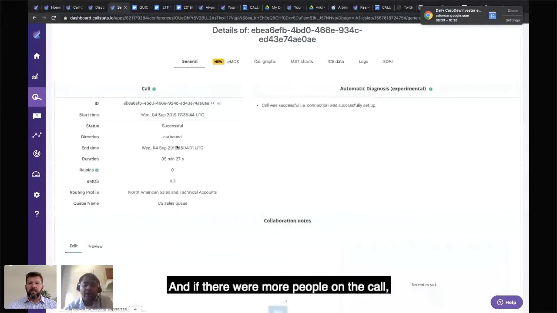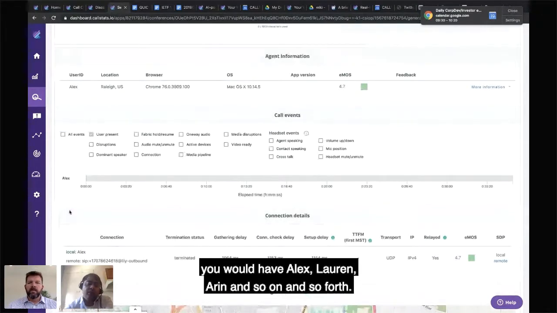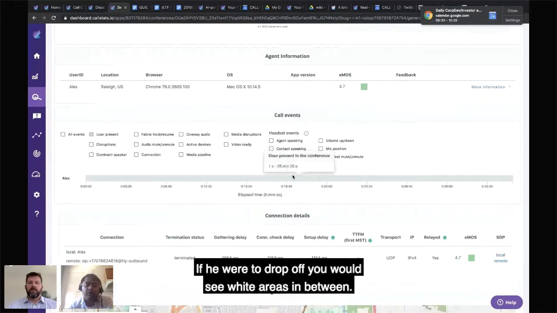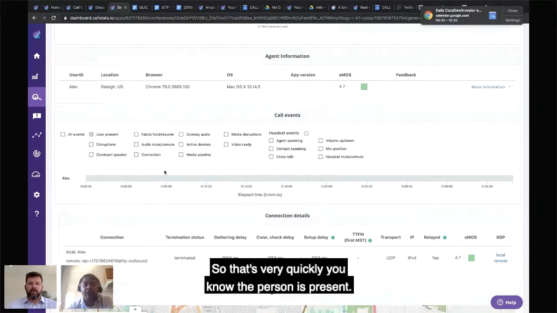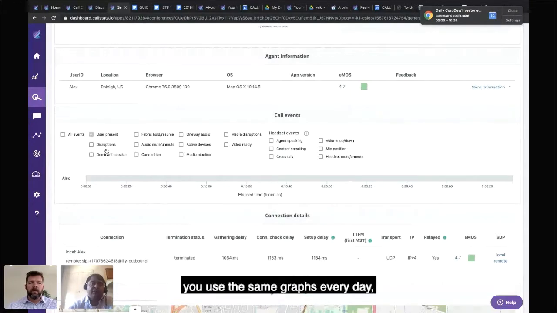He's making an outbound call. And if there were more people on the call, for example in a collaboration app, you would have Alex, Varun, Arin, and so on. The more people would show up, and then you could see when they are present. So with user presence, when I toggle it, this means Alex was present throughout the call. If you dropped off, you would see white areas in between, right? So very quickly you see the person is present. And you build muscle memory as you learn more. You use the same graphs every day, you learn what's happening. Were there any disruptions on the call?